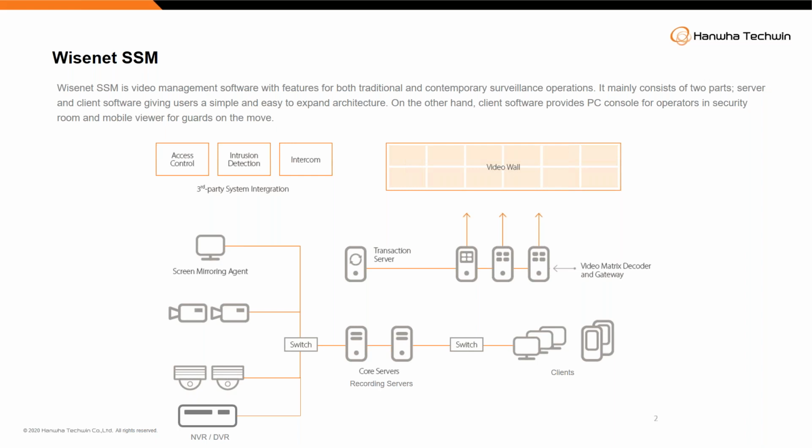So the main function of a VMS is to manage video and related security devices. Access control: why? You need video footage. Who's entering? Intrusion: someone intruded, you need video. What's going on? Intercom: if someone is making a phone call, you want to know who's making the call, so you need a camera to look at that location.